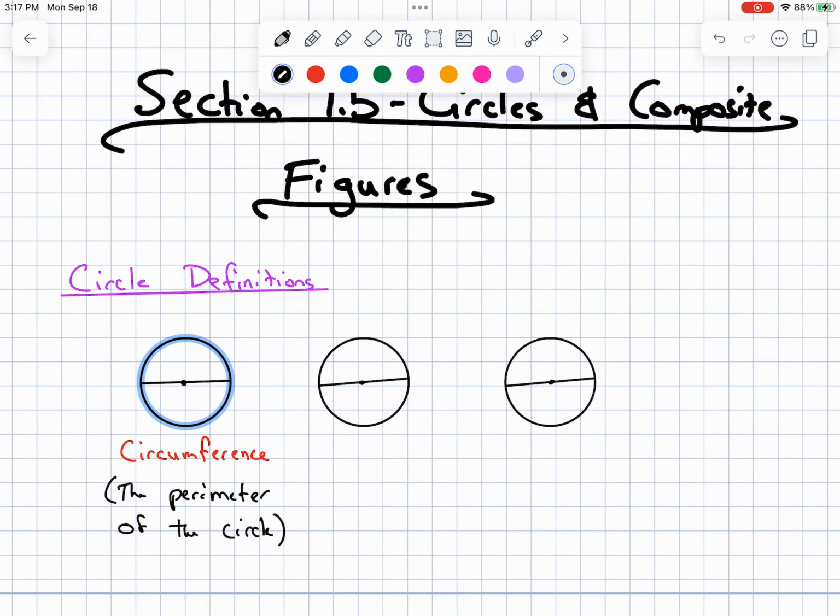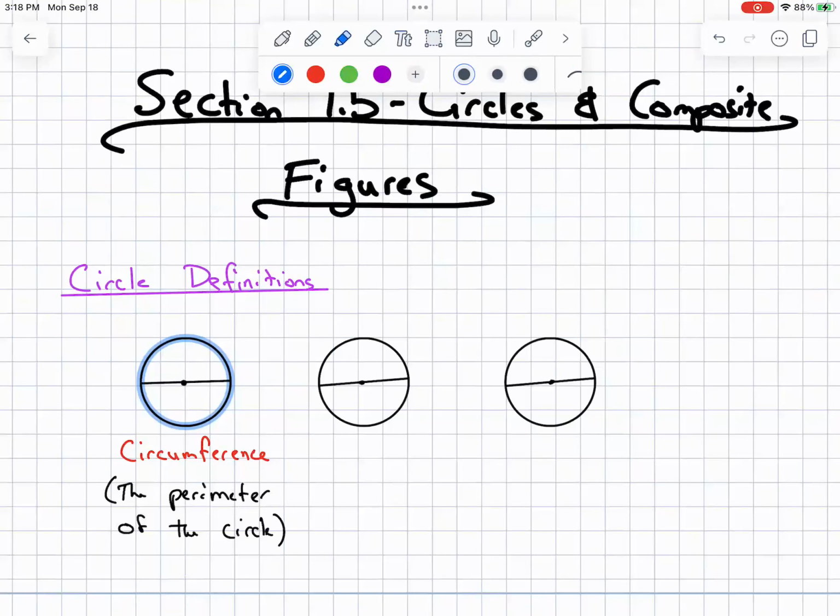But technically speaking, perimeter has to deal with the sides of a shape, and a circle doesn't really have sides. It has one side. It is a continuous line. So it doesn't really have sides, but the idea is still the same. The circumference is the distance around the circle. It's like the perimeter is the distance around the sides of a shape. So circumference is the perimeter.